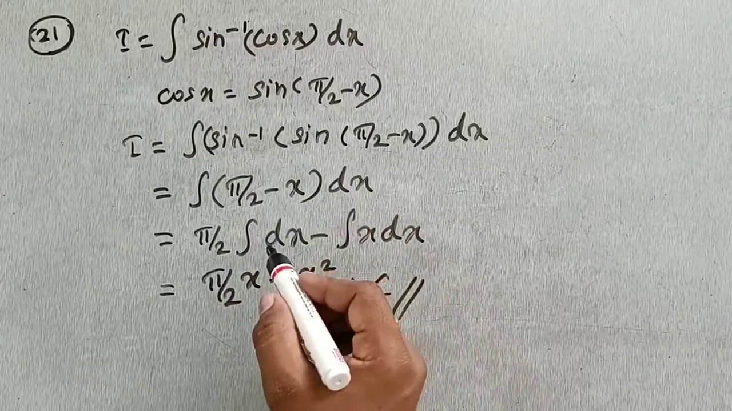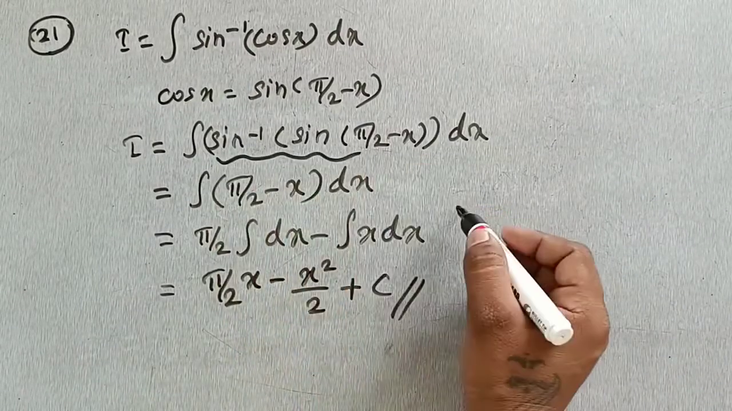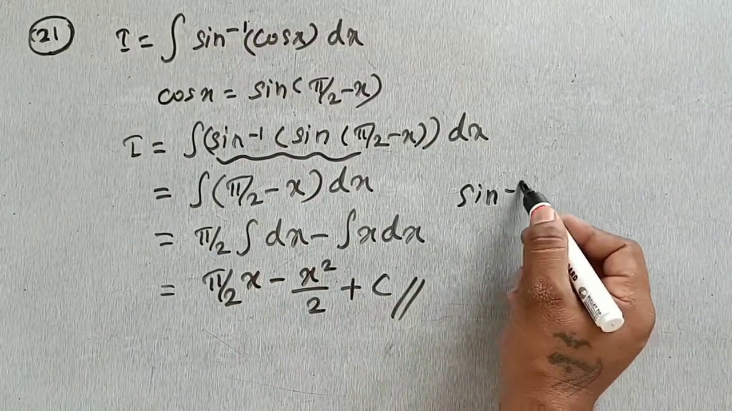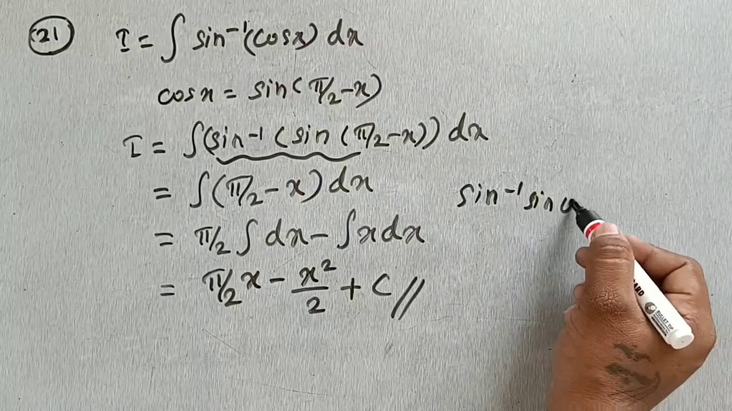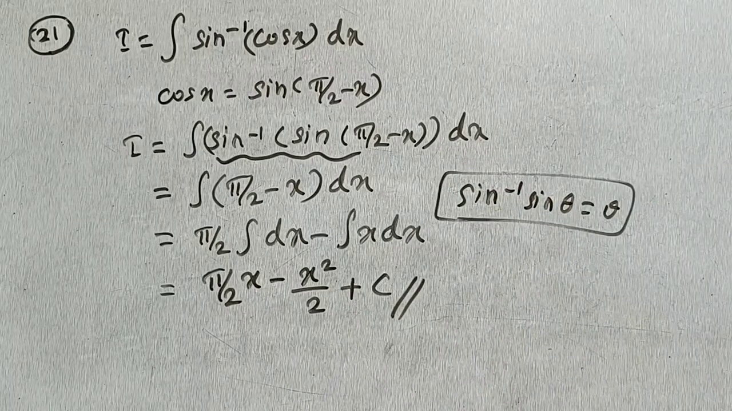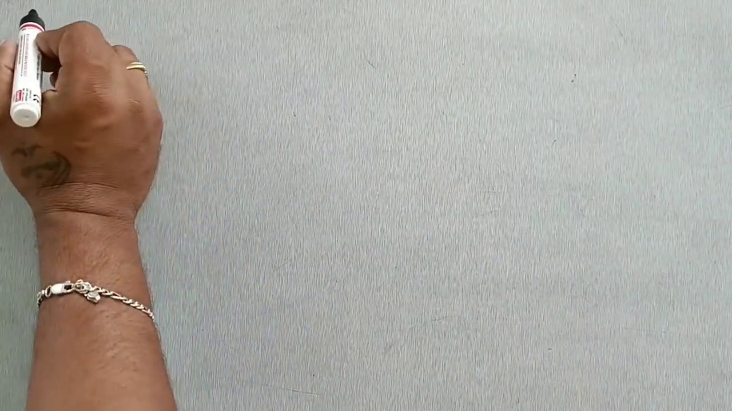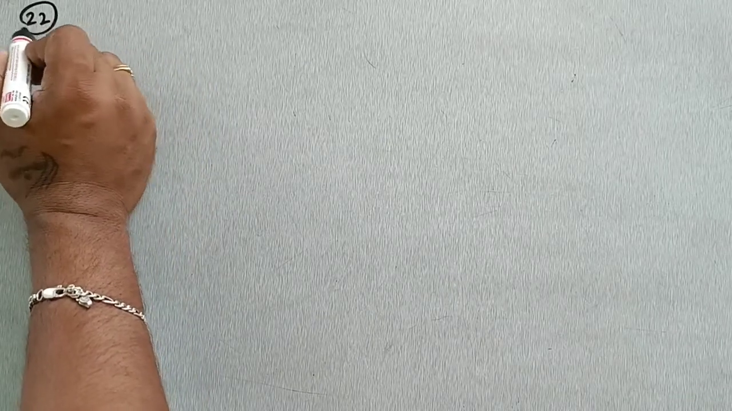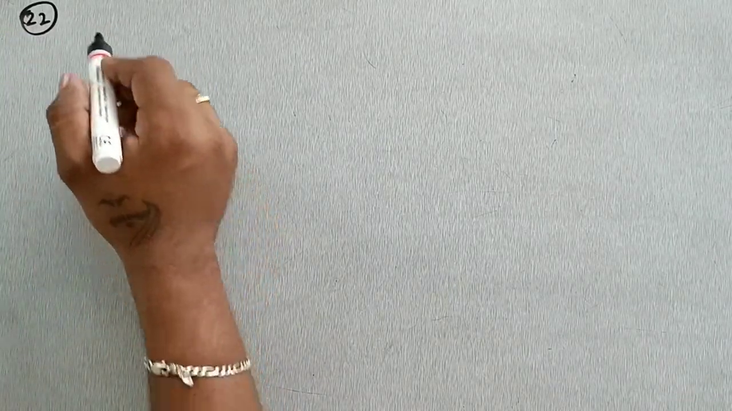Actually here we used the property of inverse trigonometry. What does that mean? Sin inverse of sin theta equals theta. This concept we used here. Now the 22nd question, the last question of this exercise. So this is a different model question.